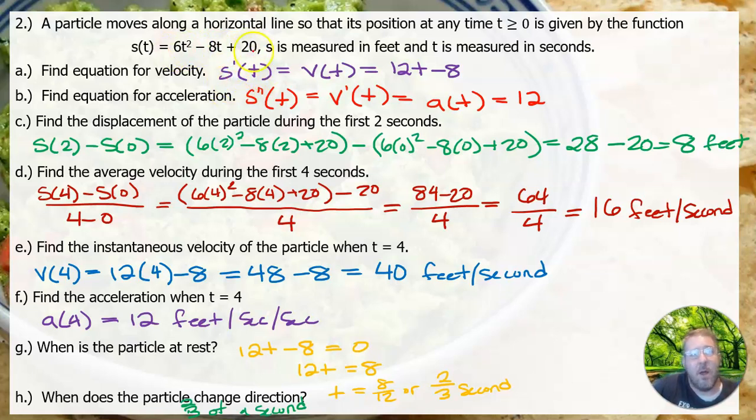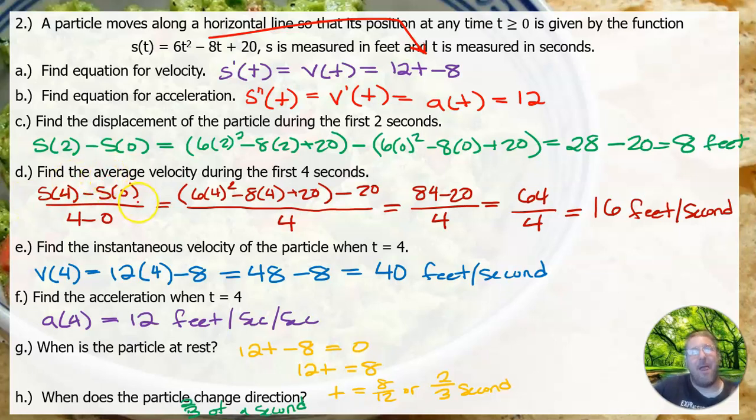So just use your rules for finding derivatives. It's just power rule. Then acceleration is the derivative of velocity, which happens to be the second derivative of position. All of this needs to be stated. Displacement, remember, is just where did you end up minus where did you start. It's not how much total distance was traveled. It's just where did you end up, where did you start, subtract them. That's it.